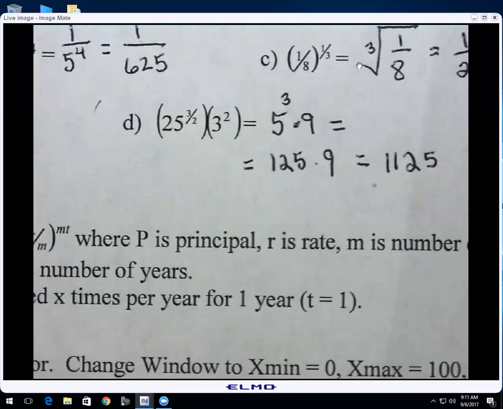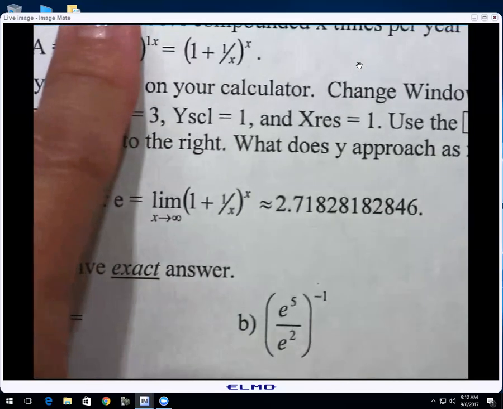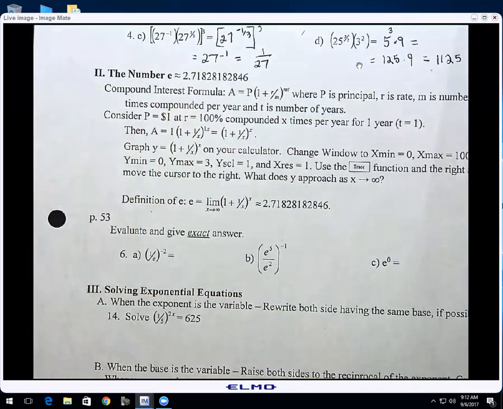All right, that's your properties of exponents review. Let's talk about the number E. What's the most famous irrational number in the world? Pi, 3.14157, goes on and on and on. Second most famous irrational number in the world is E, 2.71828, and it goes on and on and on.